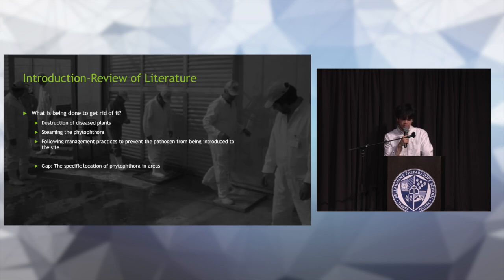What is being done to get rid of it? There is destroying the plant when it is infected, because there is pretty much no coming back after infection, and steaming the plants or the diseased areas, which can also kill other things like the plants, which is not good. Management practices include maintaining clean facilities, avoiding overly wet conditions, and clearing out any possibility of Phytophthora spreading.